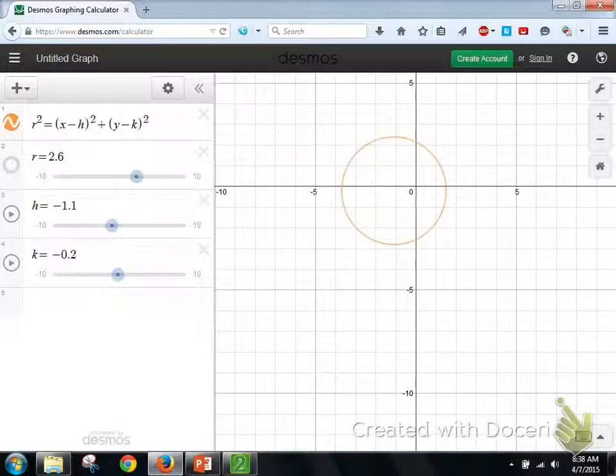Okay? What about H? What does H do? Side to side, left and right. As h gets bigger, what happens to your circle? Moves to the right. As h gets smaller, what happens to your circle? Moves to the left, right? What about k? What does k do? Okay, as k gets bigger, what happens? Goes up. As k gets smaller, what happens? Goes down. Does that make sense? Yes or no? Okay, good.